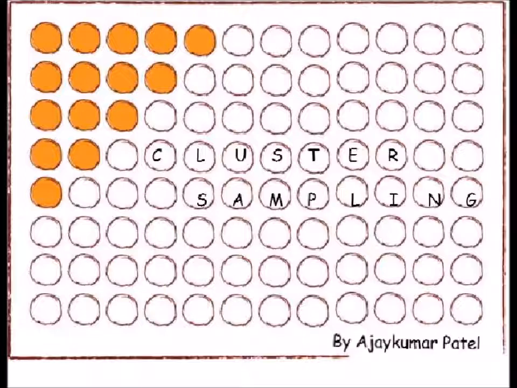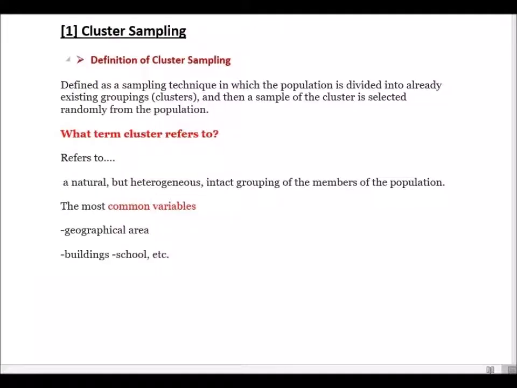My topic of the video presentation is cluster sampling. So let's start further in detail. First of all, in cluster sampling, we will see the definition of cluster sampling.